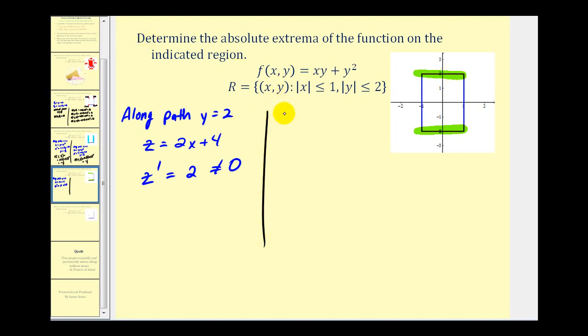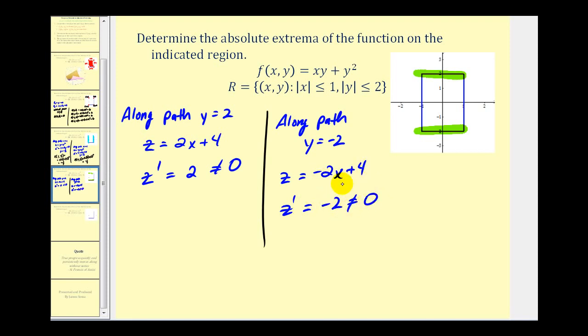And now we'll consider along the path y equals negative 2. So we'd have z equals negative 2x plus 4. And again, if we find the derivative here, we're going to get a constant, which will never equal 0, which again tells us there's no points to consider along the path y equals negative 2 other than the two endpoints.